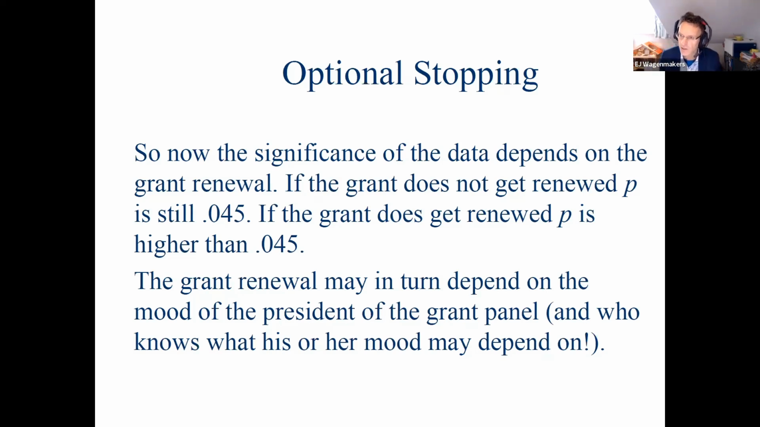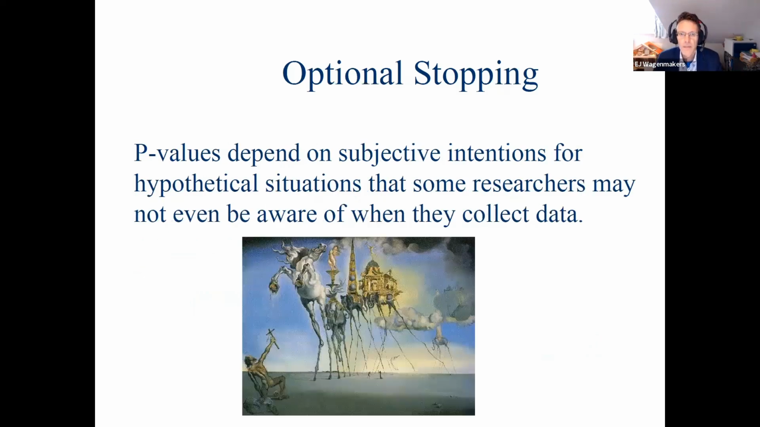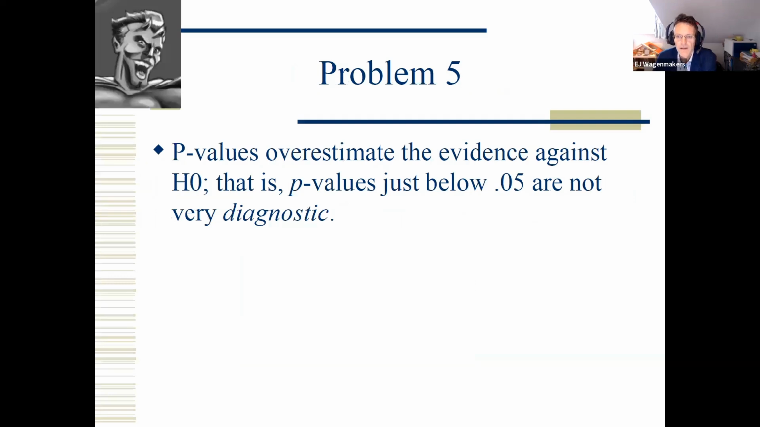But if your grant does get renewed, you could execute the two-stage strategy. And that means your p-value requires a correction. But that grant renewal may depend on the mood of the president of the grant panel, and who knows what their mood may depend on. So at some point, it starts to become ridiculous that the evidential impact of your data should depend on this. So p-values depend on subjective intentions for hypothetical situations that researchers may not even be aware of. Problem 5.